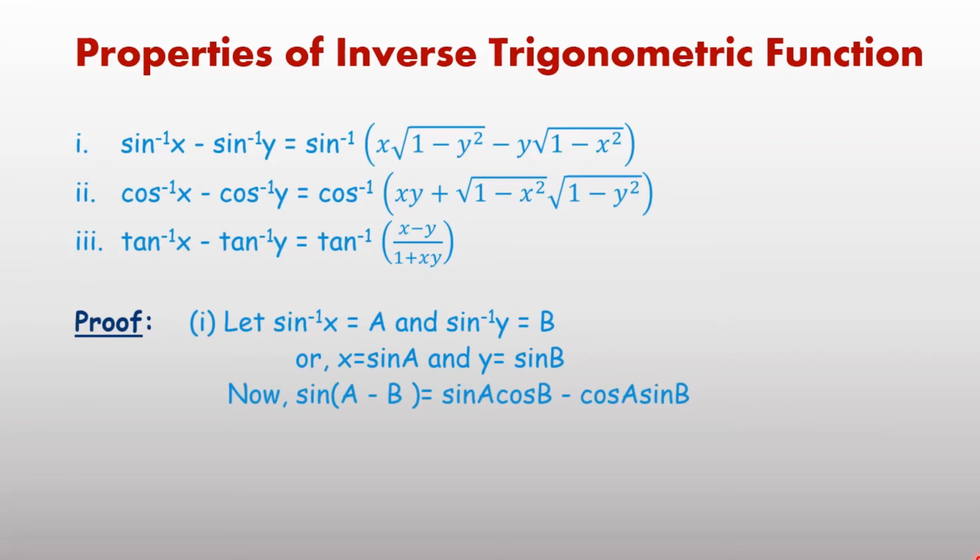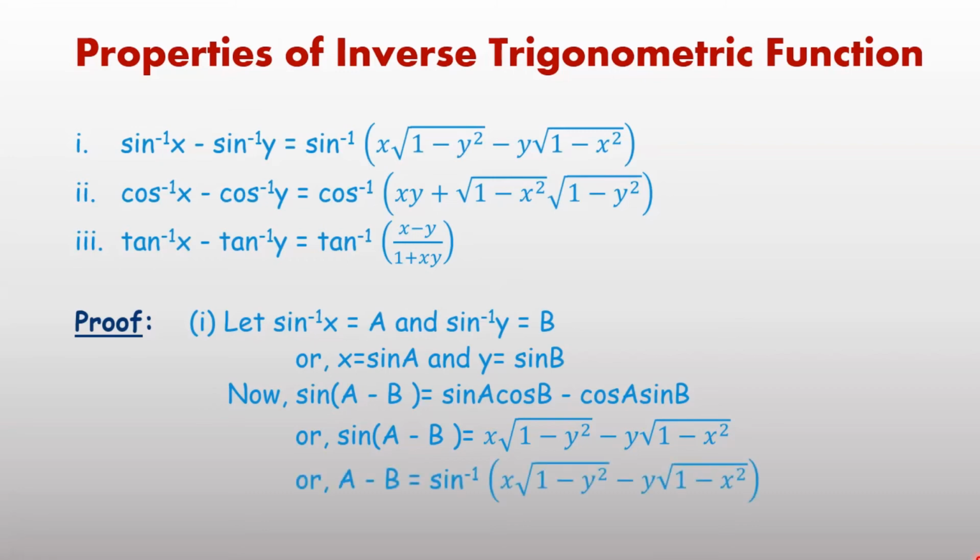The proof of the first identity follows the same process as in the previous slide. Let sin inverse x equal a and sin inverse y equal b, or x equals sin a and y equals sin b. Now use the formula sin(a minus b) equals sin a cos b minus cos a sin b. Put the values of sin a, cos b and cos a, sin b, and after solving you will get the result: sin inverse x minus sin inverse y equals sin inverse of x under root 1 minus y square minus y under root 1 minus x square. In this process you can complete the derivation of the remaining two identities.